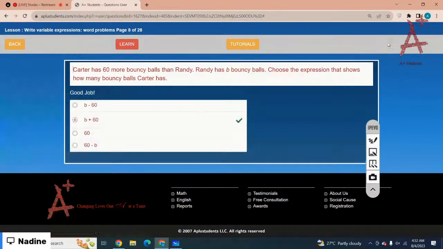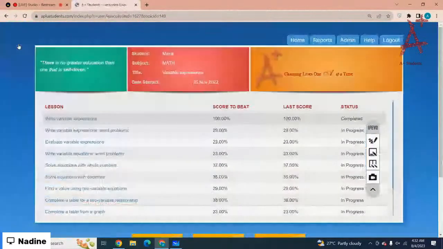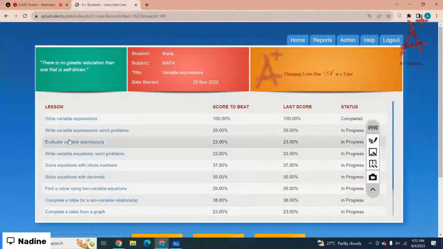Okay, you can complete the lesson by yourself later today. Let me just move on to the next lesson. If you need more help with the lesson, you can contact any tutor on Skype. They are available from Monday to Friday, 5 to 9. Or you can join me in the interactive session that would be daily from 4 to 5 and then from 9 to 10. The next one is evaluate variable expressions.